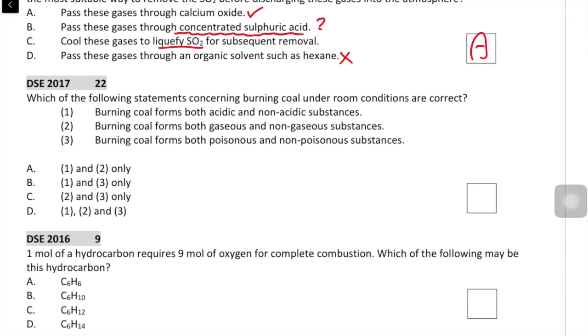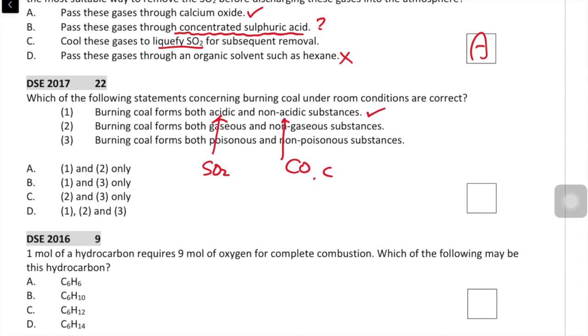Well, next, which of the following concern the coal fire, burning coal? Okay, yes. First, it contains both acidic and non-acidic. Yes, because acidic, so we understand we may be SO2. How about the non-acidic is maybe CO or C?